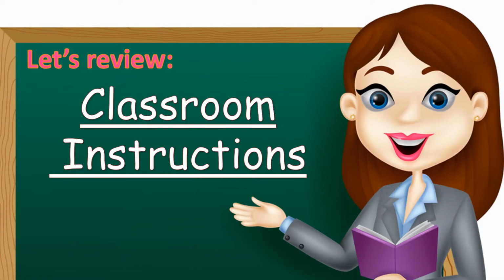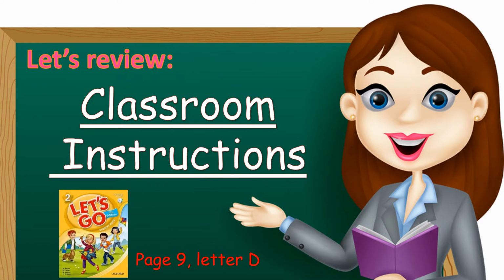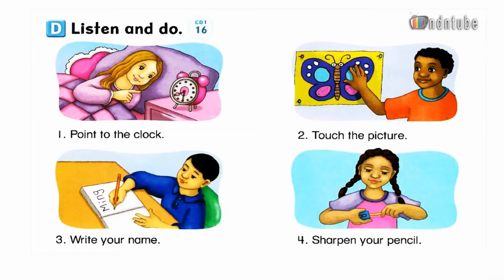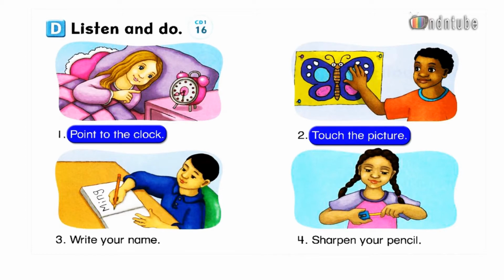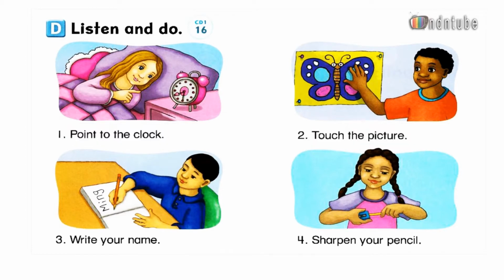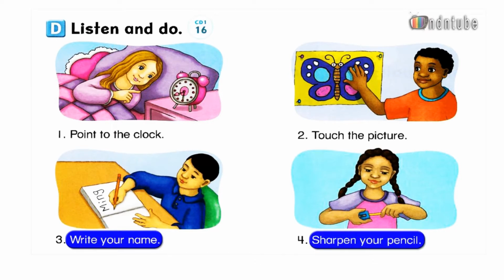Let's review classroom instructions. You can find it in your Let's Go student book, page 9, letter D. 9. D. Listen and do. Number 1. Point to the clock. Number 2. Touch the picture. Number 3. Write your name. Number 4. Sharpen your pencil.